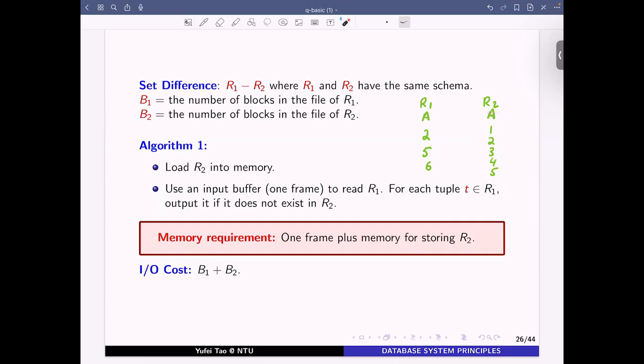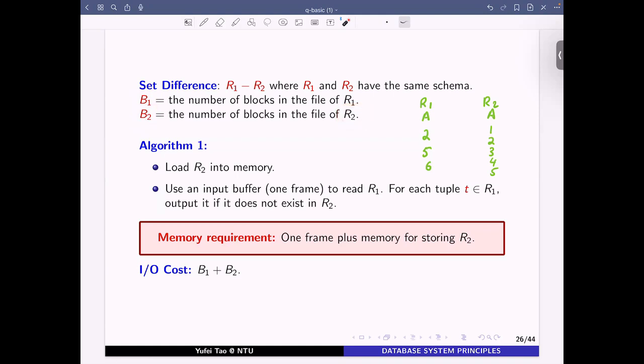Okay, so here, in my example, the result consists of only 6. Okay, only 6. Okay, so let's see how to compute the result I/O efficiently. For this purpose, we will use B1 to represent the number of blocks in relation R1 and B2 to represent the number of blocks in relation R2.